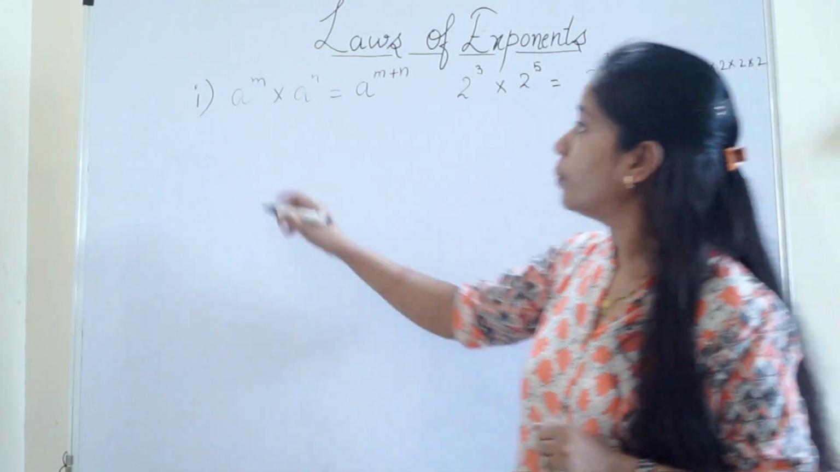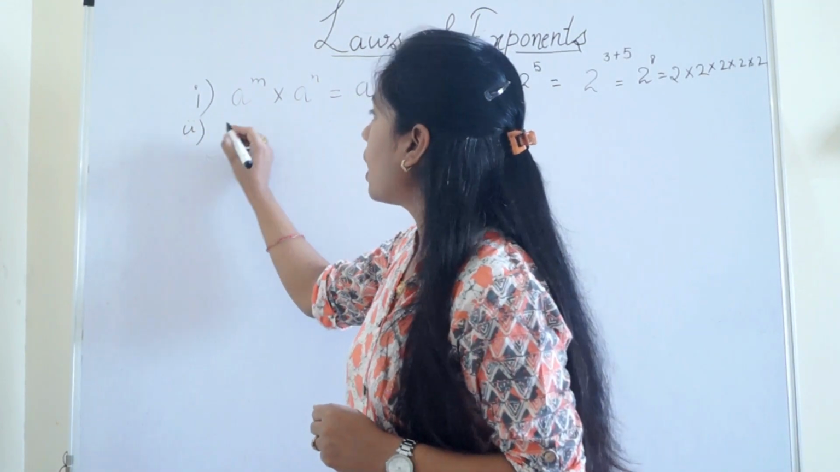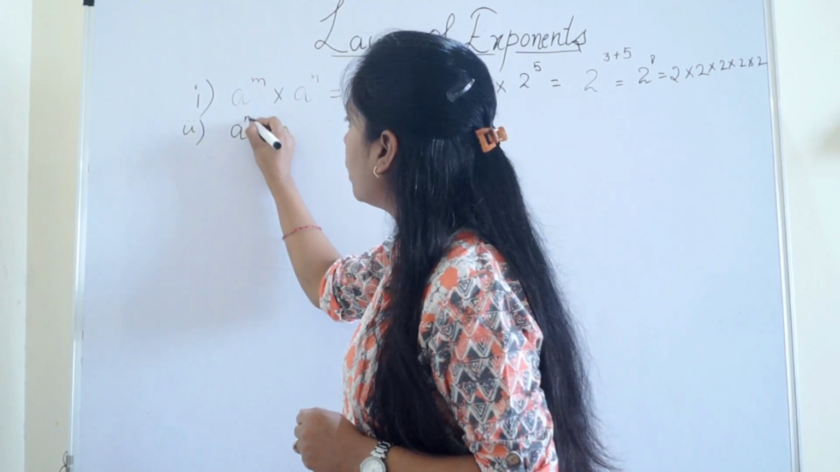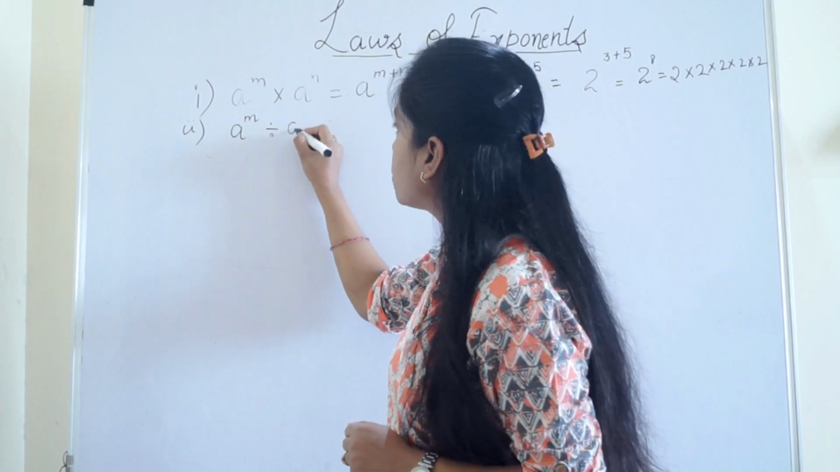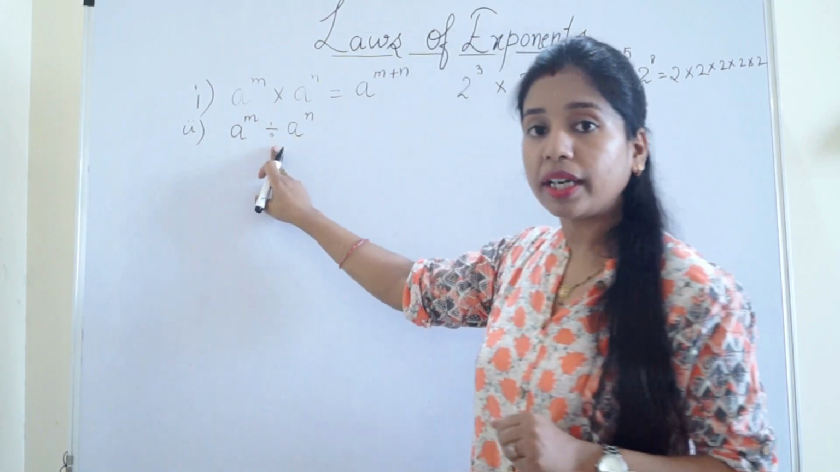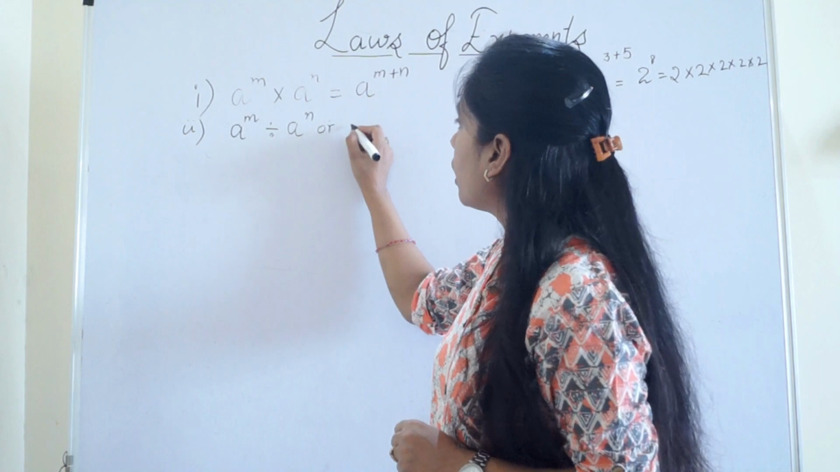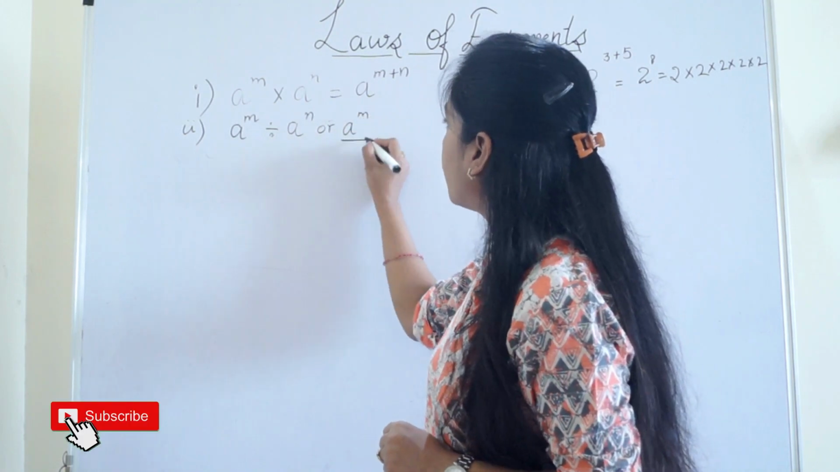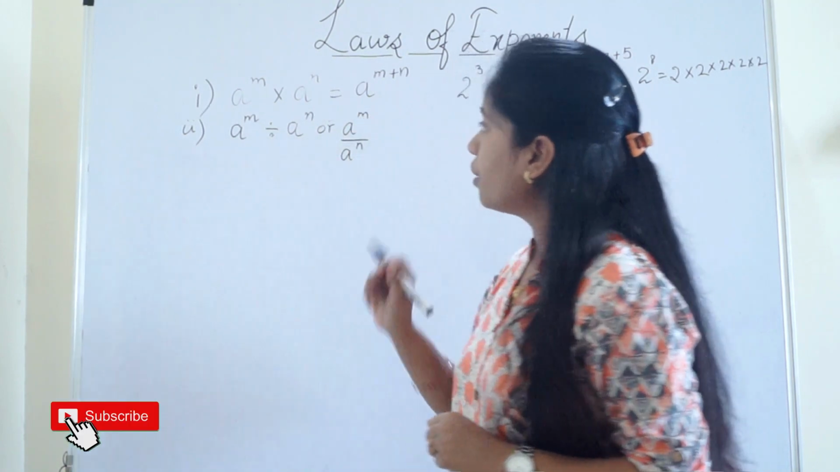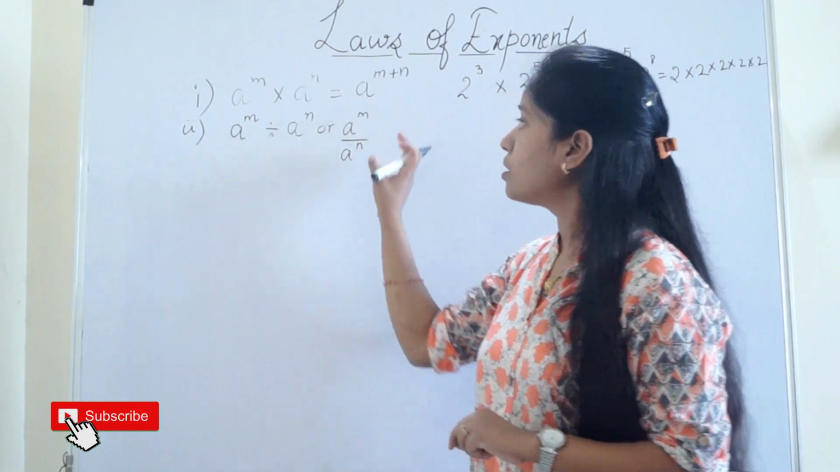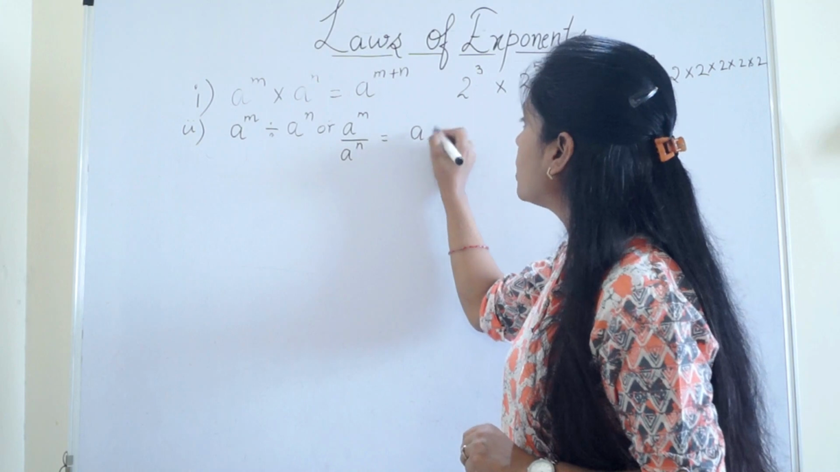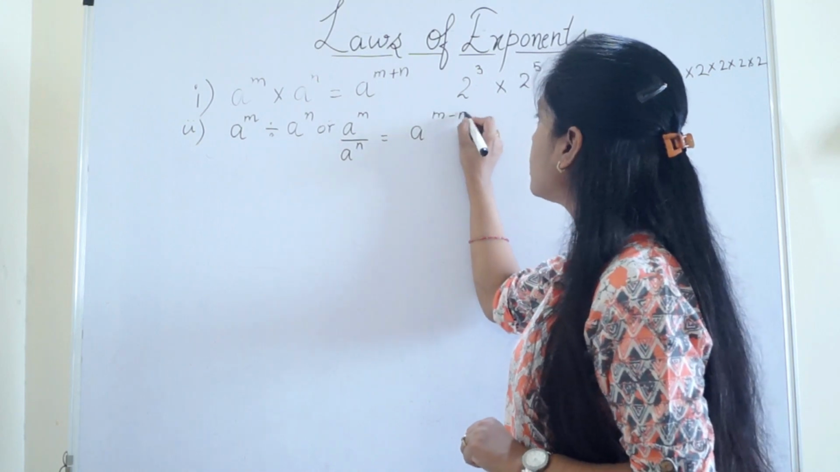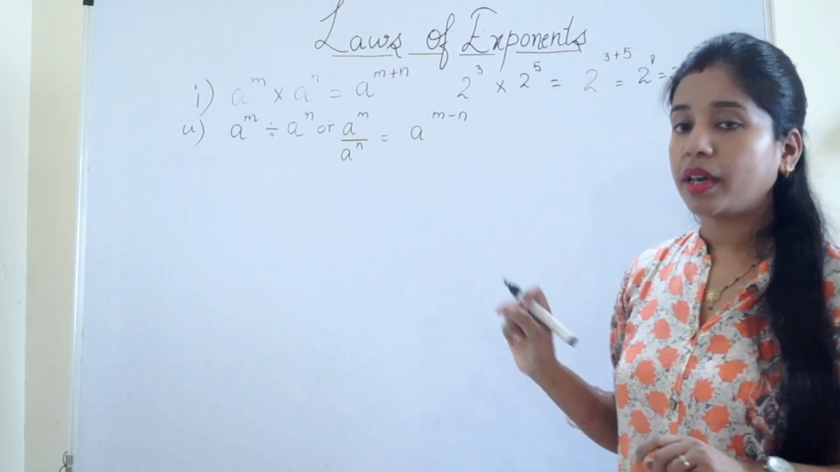Now the second law states that suppose I am having a raised to the power m divided by a raised to the power n. We can also write it like this: a raised to the power m upon a raised to the power n. If we are getting any numbers in this form, then what we are going to do? The powers will get subtracted. We will subtract the powers of these bases.